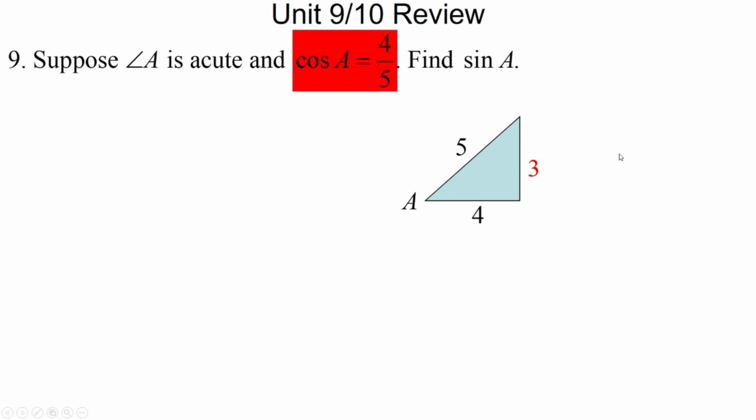All right, and then what do they ask us? Well, what's sine of A? Well, I see it right there in my picture. Sine of A is SOHCAHTOA. Sine is opposite to hypotenuse, so that's going to be a 3/5.